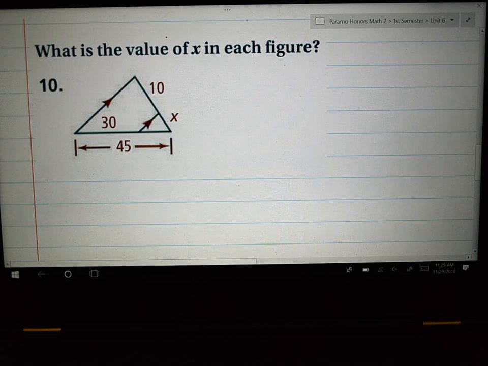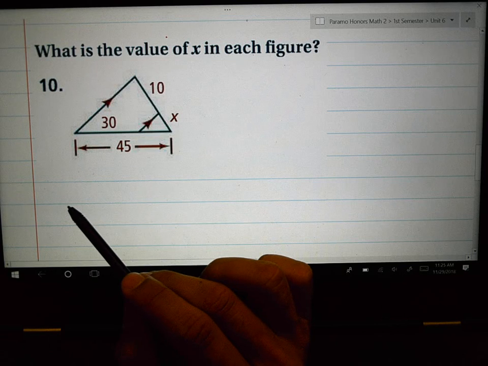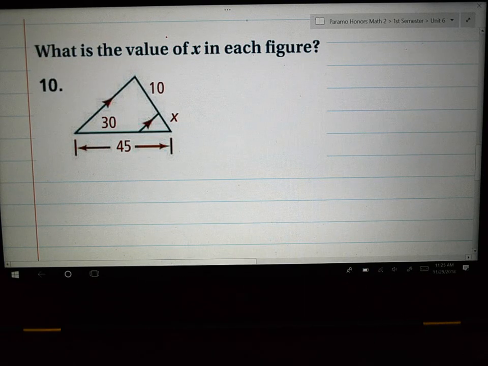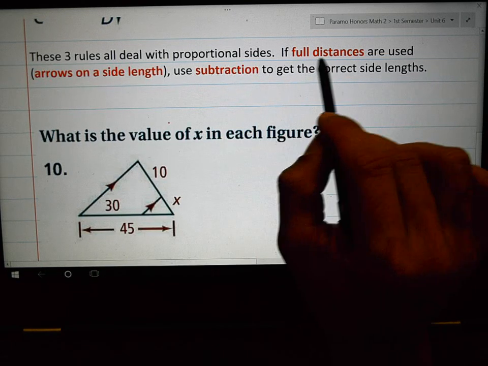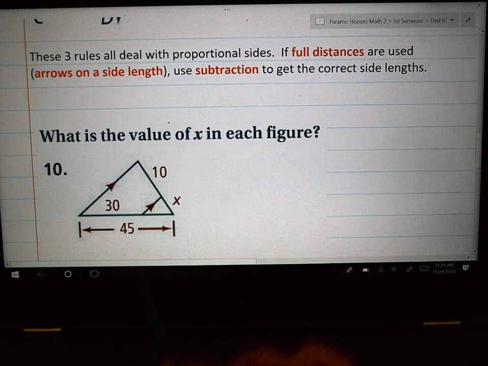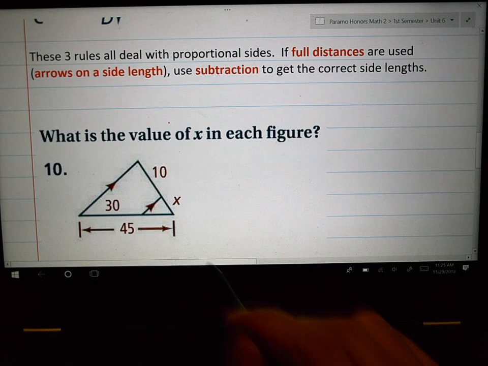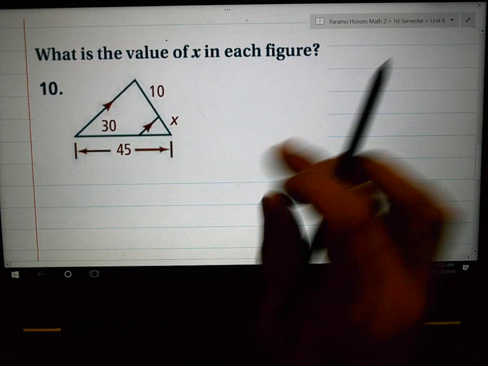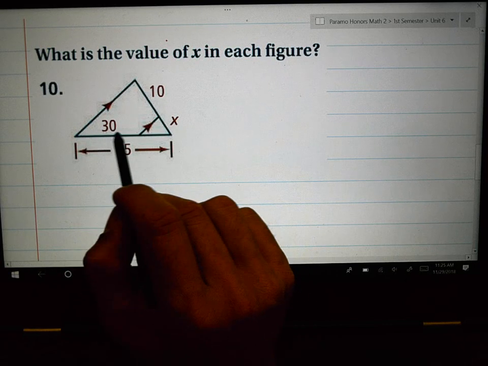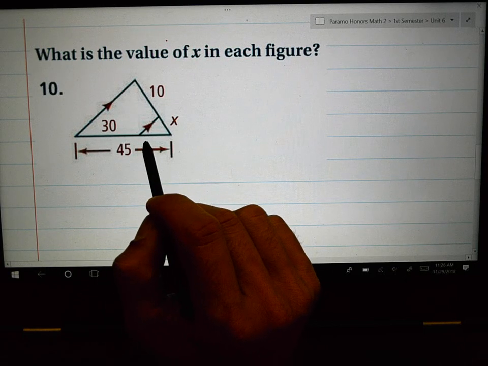In number 10, it says, what is the value of x in each figure? I have a parallel line, a parallel line. I have a side, another side, and a full length. I can use the side-splitter theorem. Except they're trying to trick me on this because they gave me a full distance. They told me what the full length was. They're trying to see if I'm going to take the bait and use the 45. Well, I don't want to use the 45. There's an easier way to do that. Let's use subtraction. So if this is 45, the full length, and that's 30, then what does this little piece have to be? If you know it, say it out loud, please.